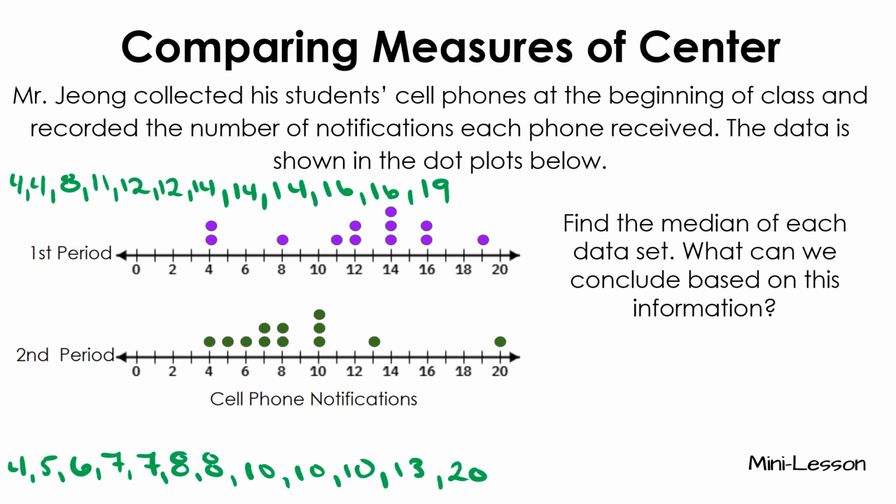One, two, three, four, five, six. And 1, 2, 3, 4, 5, 6 here. So the median here would be 14. And 1, 2, 3, 4, 5, 6, and 1, 2, 3, 4, 5, 6. So here, the median will be 8. Based on the median, second period receives fewer notifications.